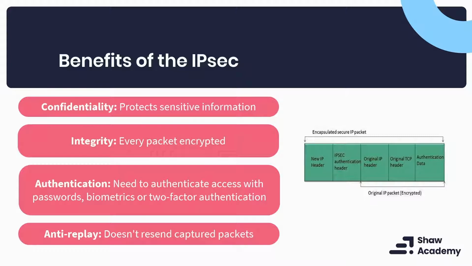As you can see in the diagram, the IP packet has different segments that help to ensure it doesn't resend captured packets. This is done with the use of sequence numbers in the IPsec authentication. Basically, any duplicated packets will be dropped and not sent through the VPN.